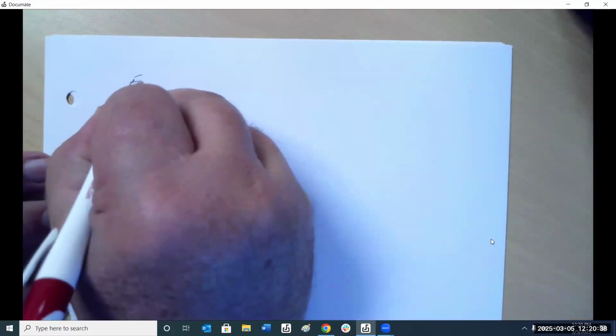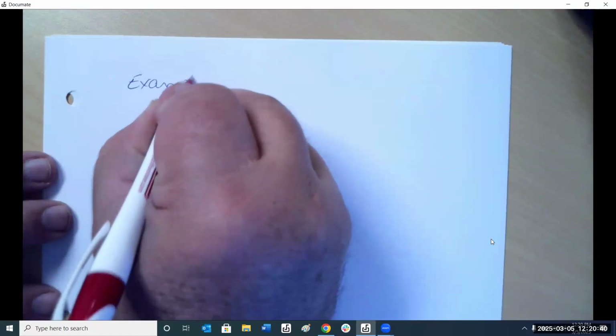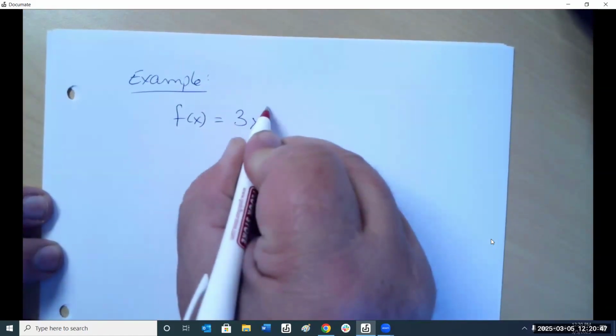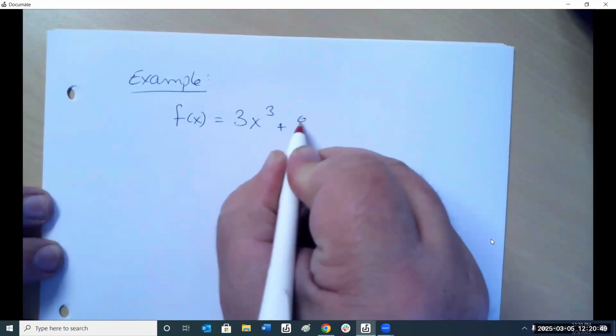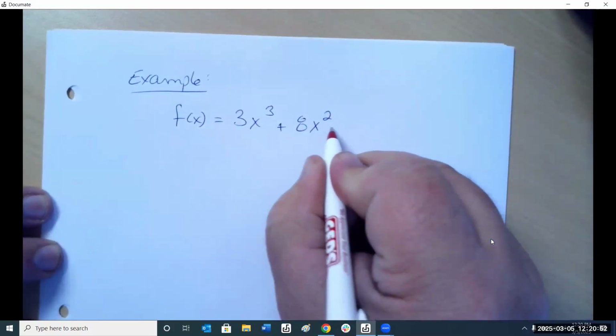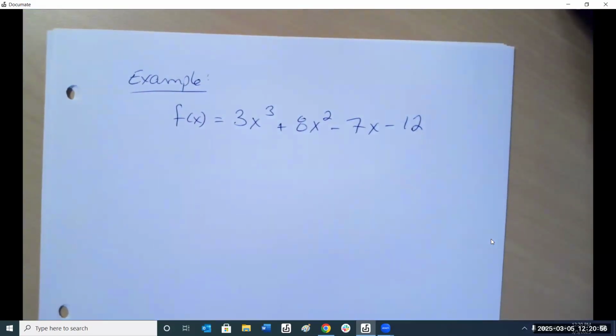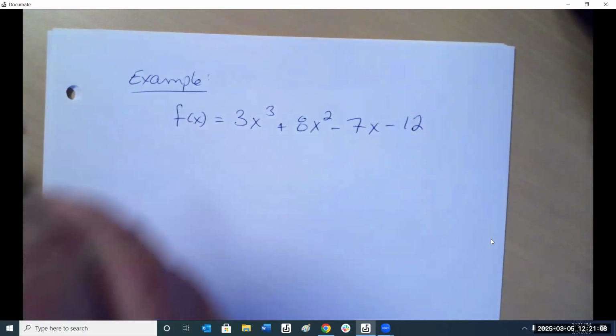Let's look at another example. F of x equals 3x cubed plus 8x squared minus 7x minus 12. You haven't written one thing down yet. And we're going to build up from here too. So what can you tell me about this?